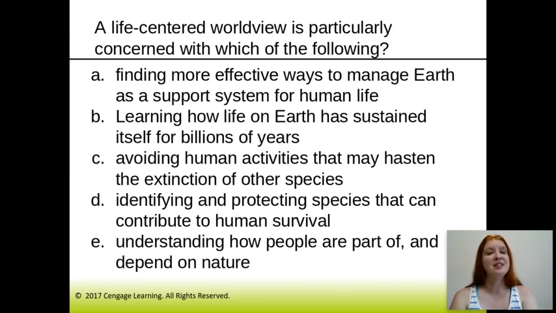All right, you survived section 3. Let's see these post-test questions. A life-centered worldview, hey, we just did this, guys, is particularly concerned with which of the following? A, finding more effective ways to manage Earth as a life support system for human life. B, learning how life on Earth has sustained itself for billions of years. C, avoiding human activities that may hasten the extinction of other species. D, identifying and protecting species that can contribute to human survival. And E, understanding how people are part of and depend on nature. So we were looking at C, avoiding human activities that may hasten the extinction of other species. We want to keep stuff around.